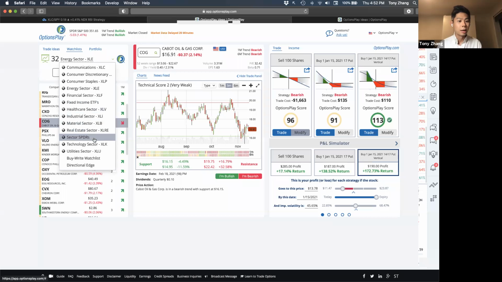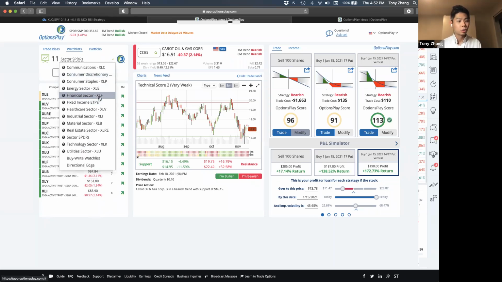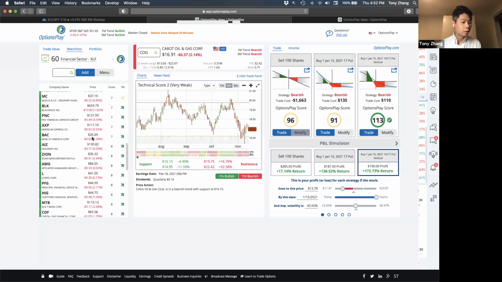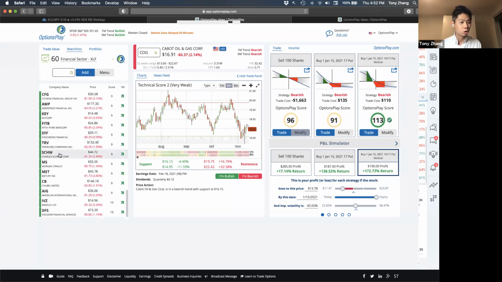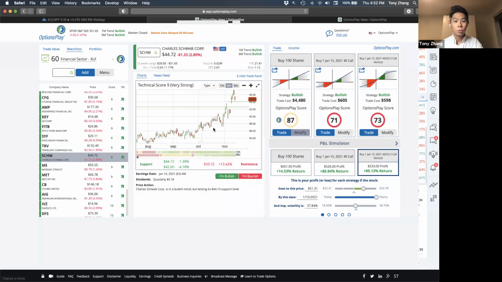So if I go back to the sector ETF, and let's say I'm looking at financials, maybe I drill into the financials. As you can see, that's where I found Schwab before. Schwab was a very strong stock with bullish trends. And this allows me to quickly identify bullish opportunities.